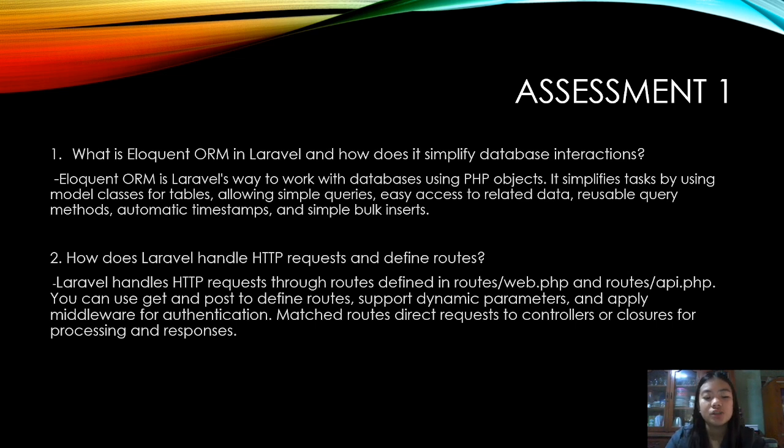Laravel handles HTTP requests with routes in routes/web.php and routes/api.php. You define routes using get and post, can include dynamic parameters, and use middleware for authentication. When a route matches, the request is sent to a controller or closure to process and return a response.